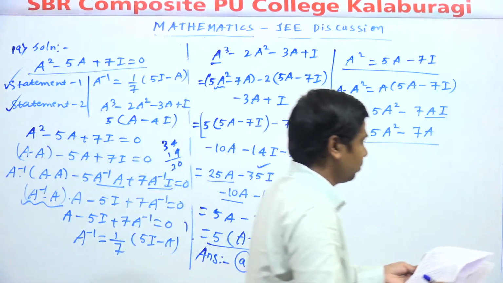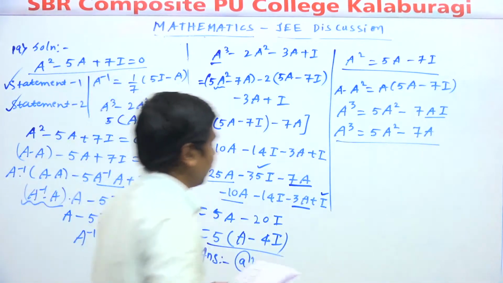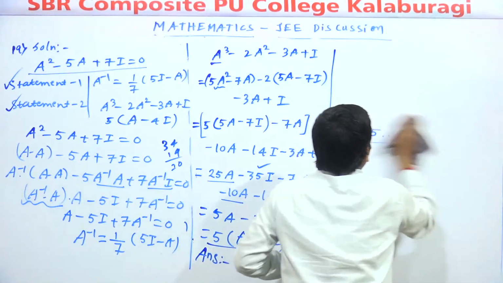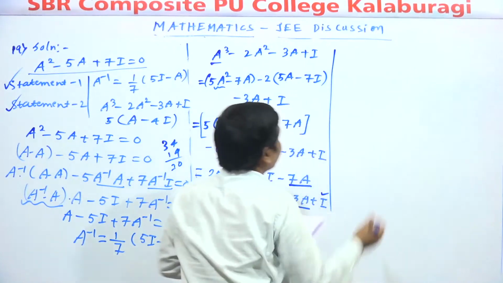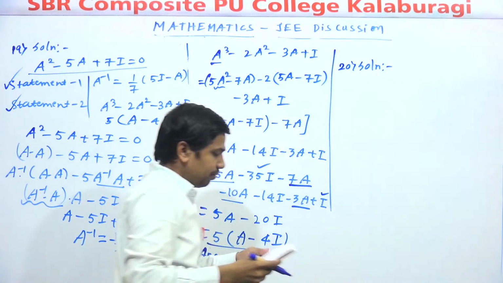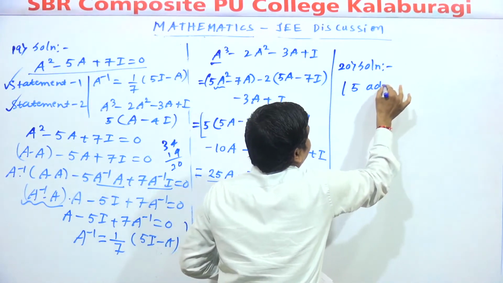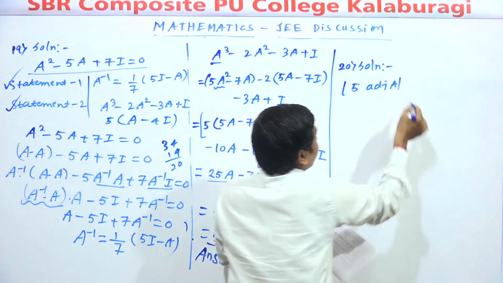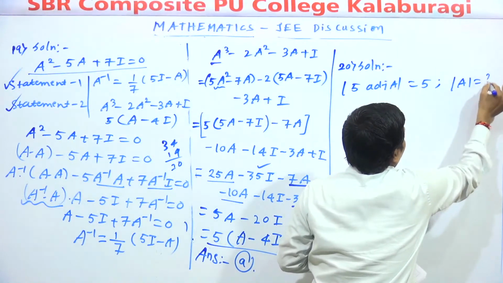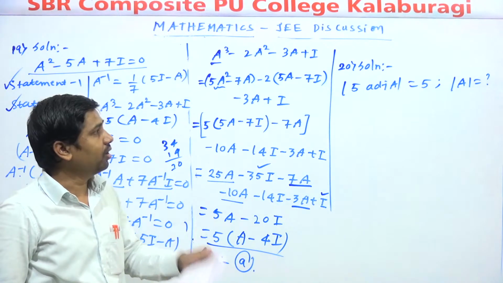Okay, let us discuss the last question, the 20th one. If A is a 3 by 3 matrix such that determinant of 5 into adjoint of A is equal to 5, what is determinant of A equal to?